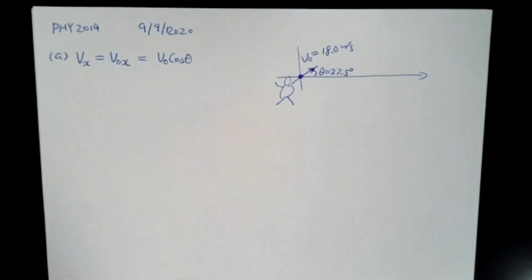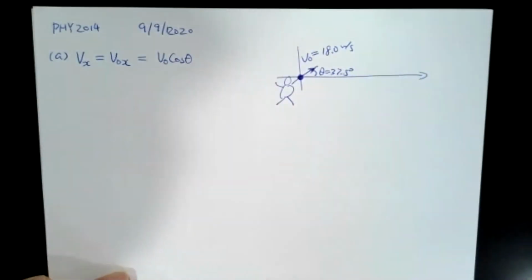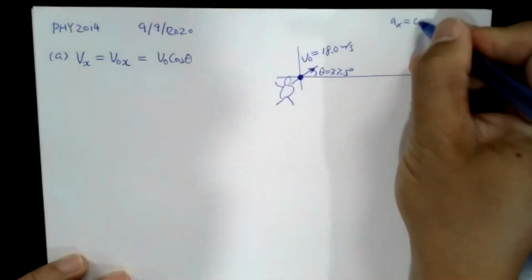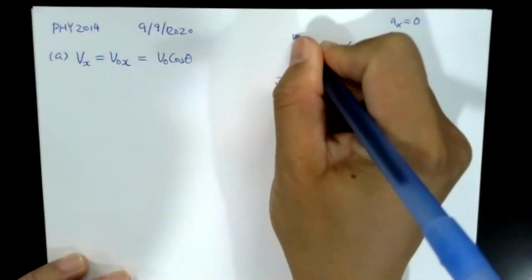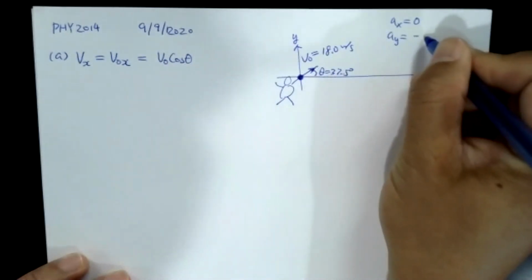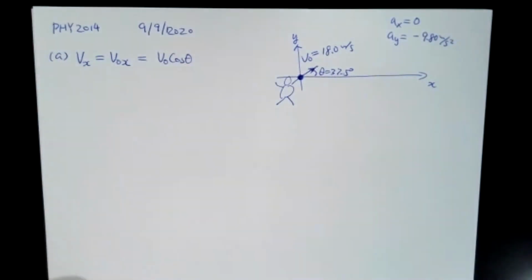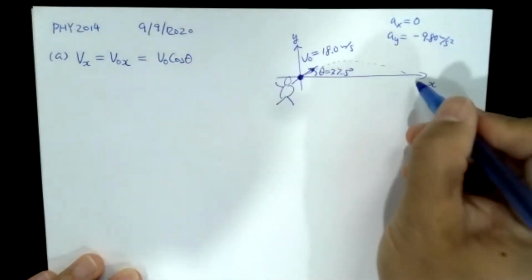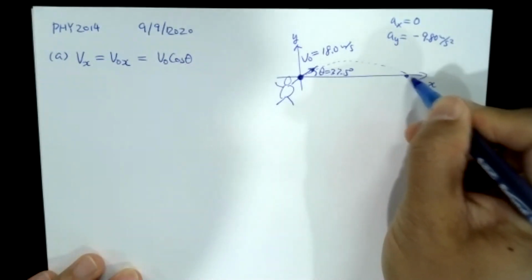After it's thrown, the ball is in the air, so it's projectile motion. We also know that the acceleration in the x direction, a_x, is 0. If we take upward to be positive y, then a_y will be minus g, minus 9.80 meters per second squared. It will fly in the air and then be caught by the first baseman.